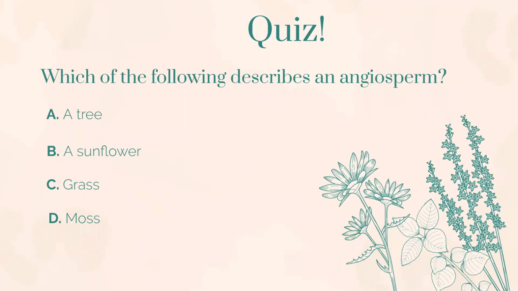Which of the following describes an angiosperm? A. A tree, B. A sunflower, C. Grass, or D. Moss? I'll give you 10 seconds for each question. The correct answer is B. A sunflower. Remember, angiosperms are plants that produce flowers. Therefore, a sunflower is an angiosperm.